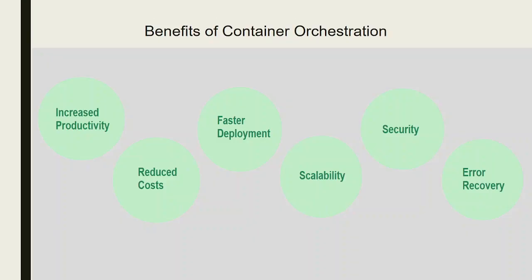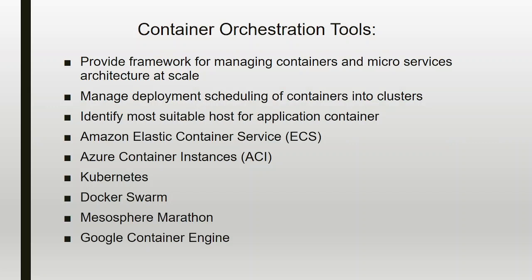So there are several benefits of container orchestration, like increased productivity, reduced overhead, faster deployment, scaling, security, and error recovery. Container orchestration tools provide a framework for managing containers and microservices architectures at scale. There are several popular container orchestration tools like Amazon Elastic Container Service, Kubernetes, Docker Swarm, and many more.